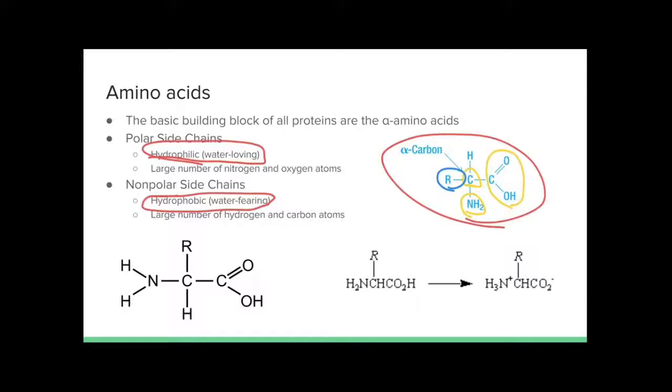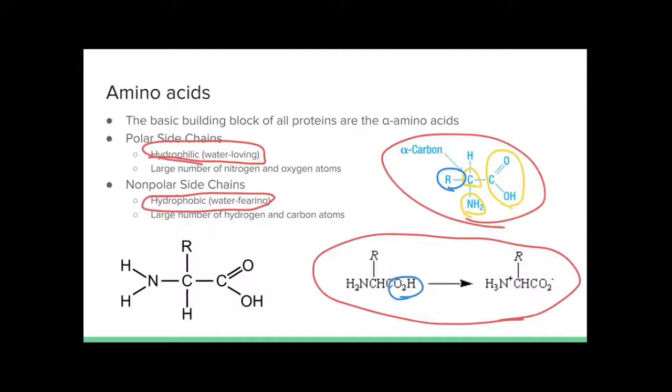Solutions of amino acids are buffer solutions because of this equation shown here. What happens is that this side group right here is acidic while this group is basic. So when it dissolves in a solution, the hydrogen atom moves from here to this side, forming what is known as the Zwitter ion.